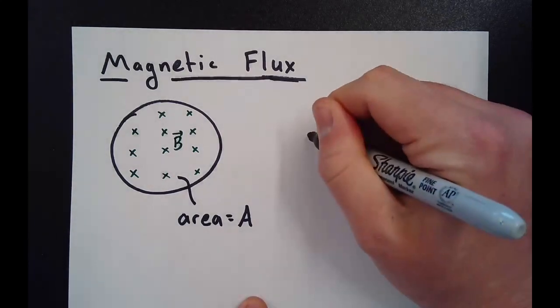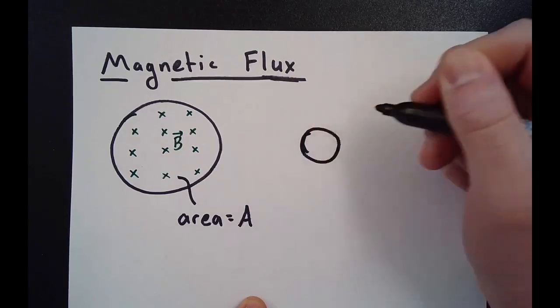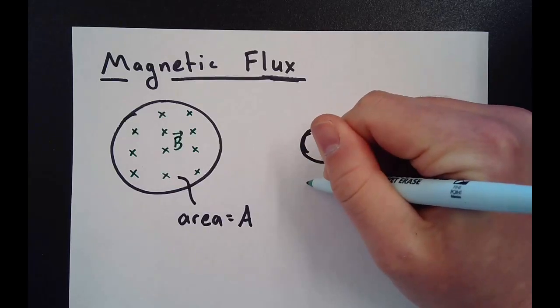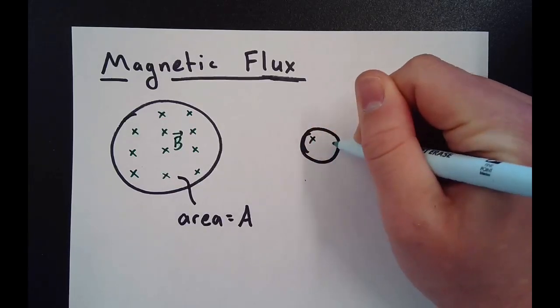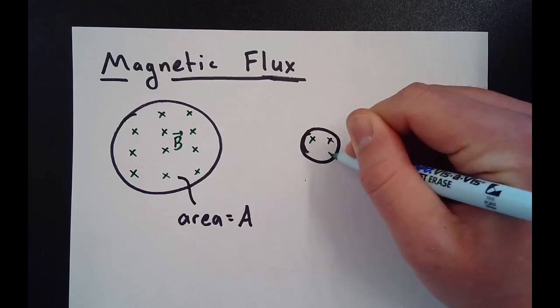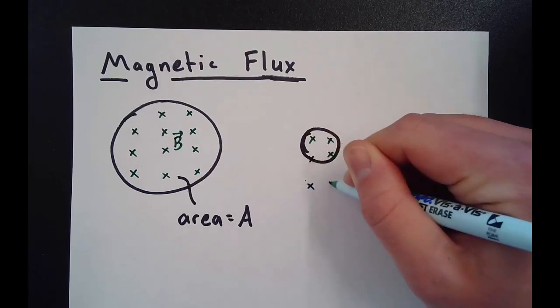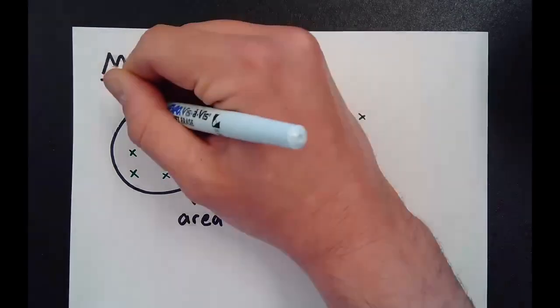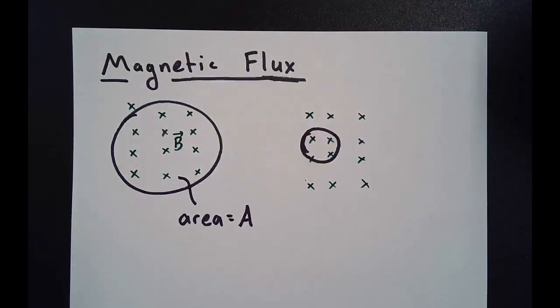Let's draw a second loop that's smaller, but in the same magnetic field. I'm going to try and replicate the field I drew over there as best I can. Which loop is enclosing more of the magnetic field, left or right?